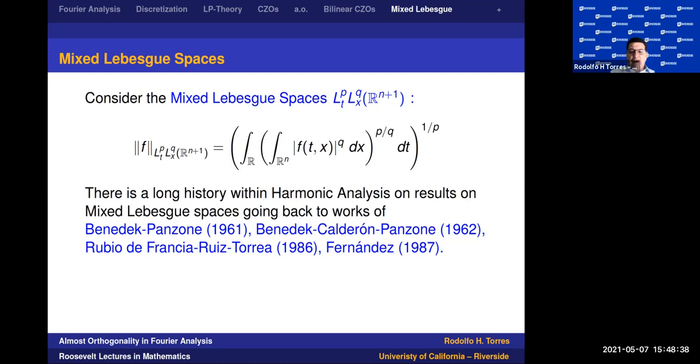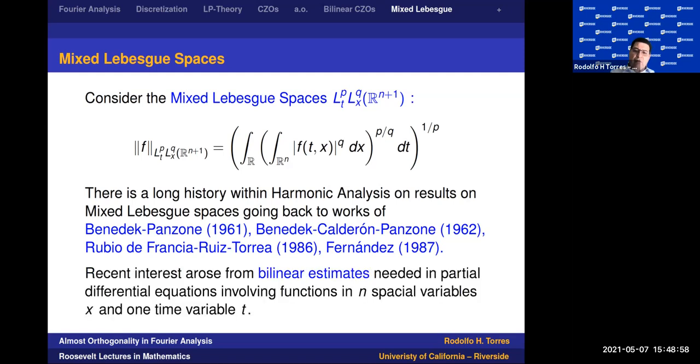And so we are measuring this function in terms of L^p in a different way with respect to the different variables. There is a long history in harmonic analysis going back to some Argentinian mathematicians, Benedek, Calderón, and Panzone, and then important work of Rubio de Francia, Ruiz and Torrea, Fernández, and so on. Essentially all we need to know about these spaces is known. So why the interest? Well, in many situations, especially in partial differential equations with physical quantities that depend on time and space, you need to measure differently in each variable. That is where this norm naturally appears.